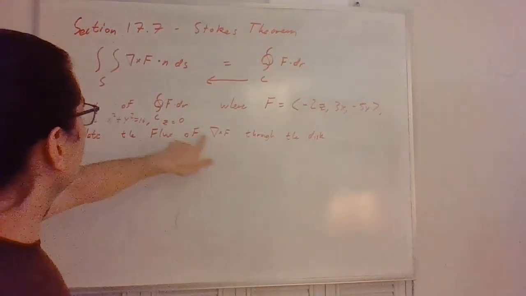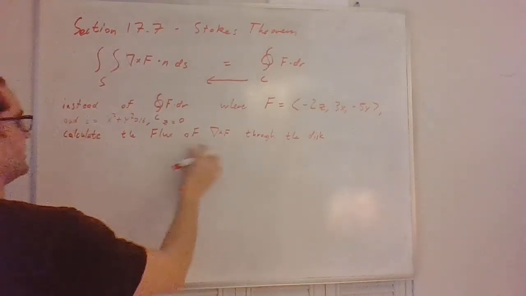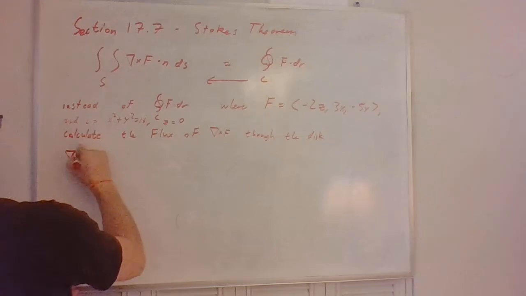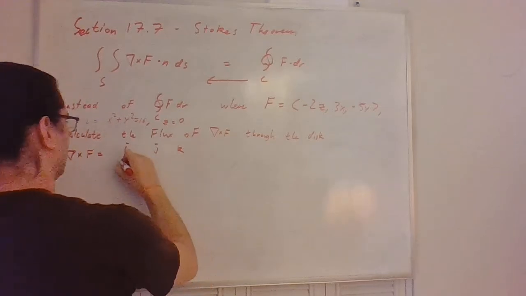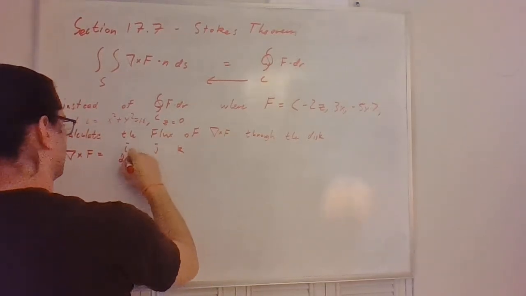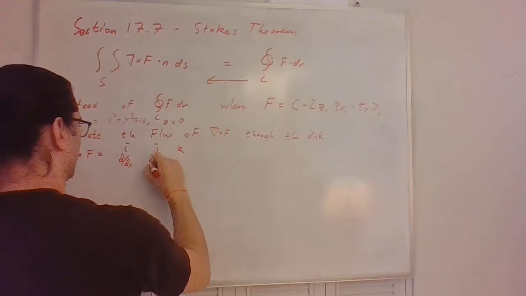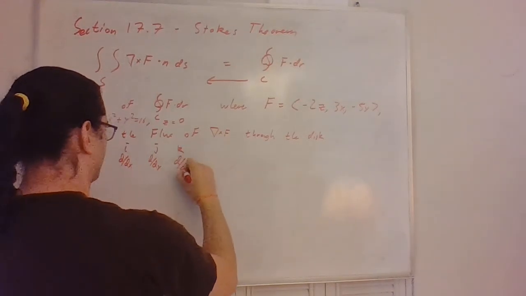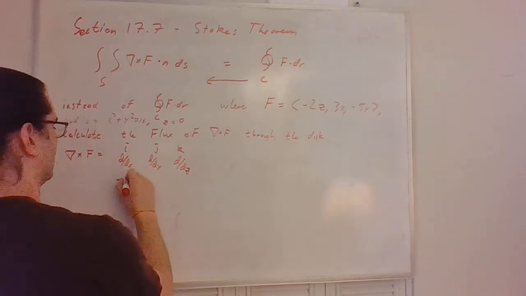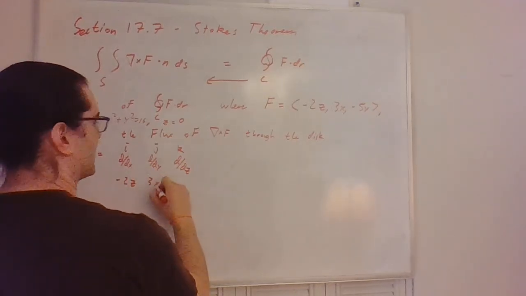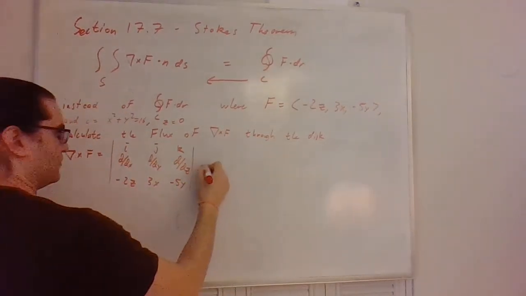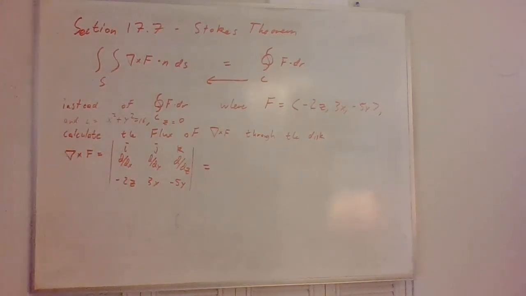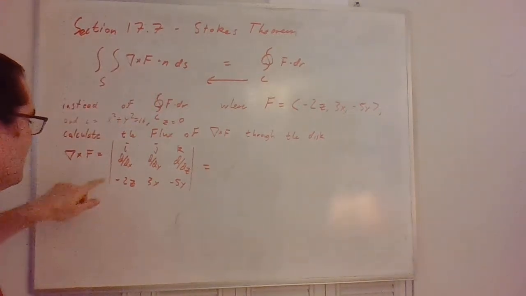Okay, if we're going to do Stokes' theorem on this, first thing we need is to find the curl of f. So the curl of f is going to be the cross product: i, j, k, derivative with respect to x, derivative with respect to y, partial with respect to z, and then negative 2z, 3x, and negative 5y. We need to find this curl because we're going to use the curl of this as the vector field in the surface integral, the flux integral.